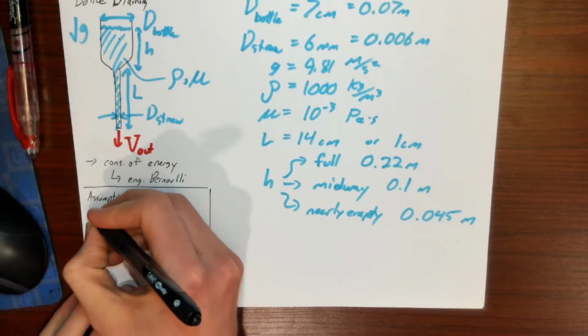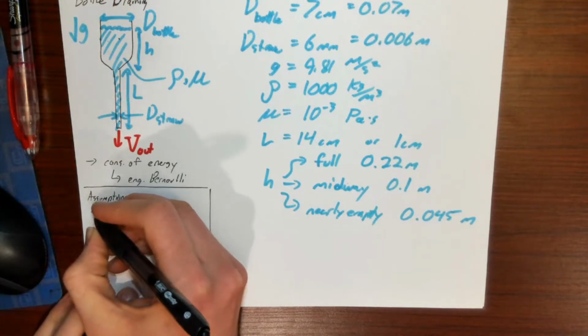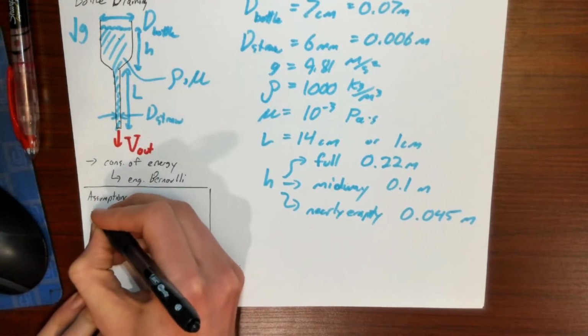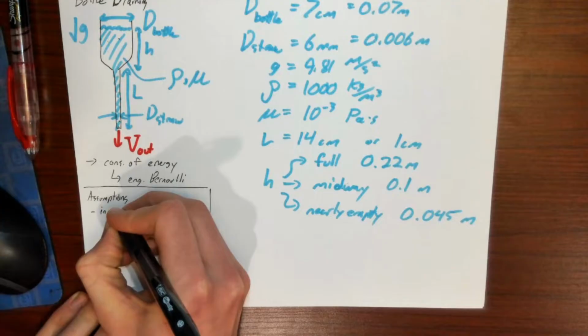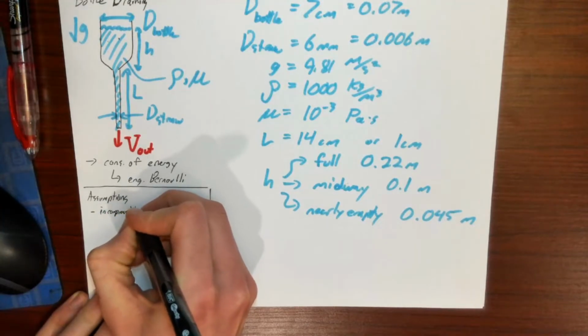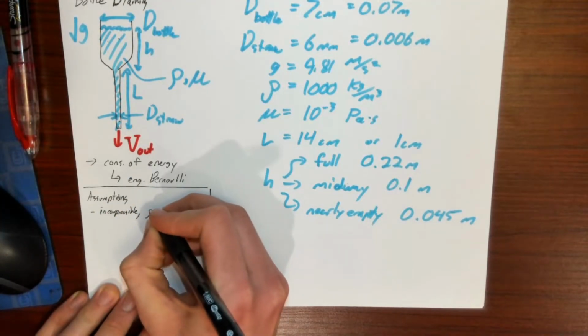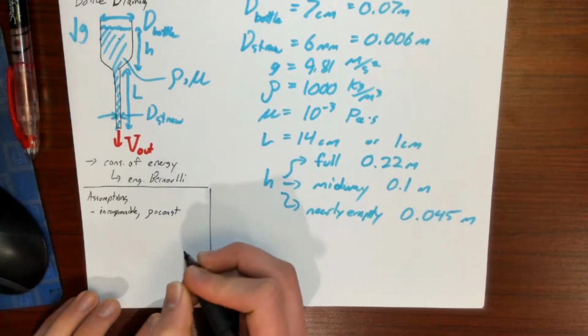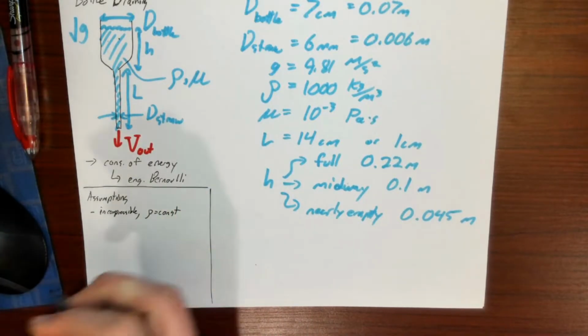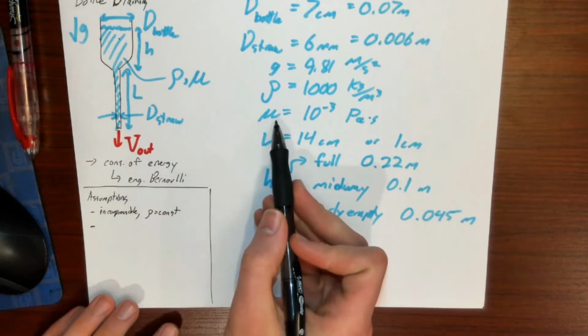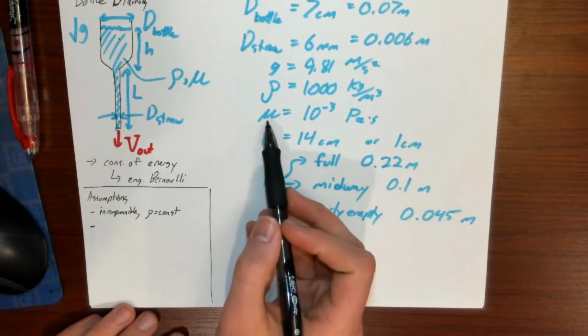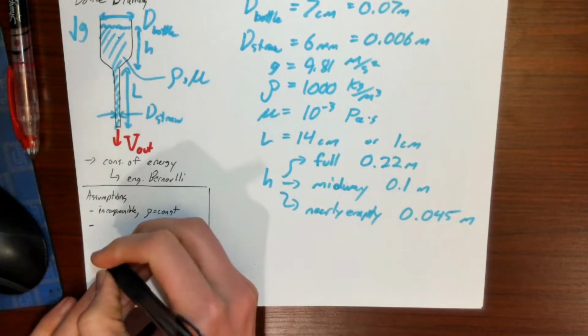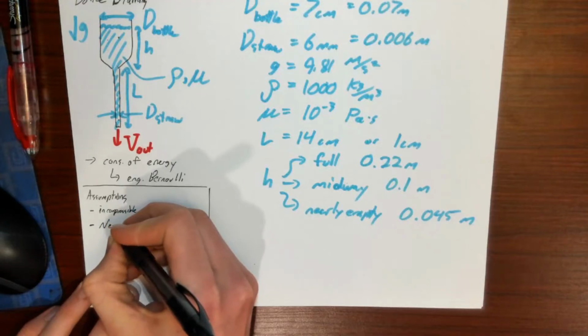Well, I guess it goes without saying that we assume that the water is incompressible and that density is a constant. We're considering water here, and we're talking about some single viscosity, so we're assuming that it's a Newtonian fluid.